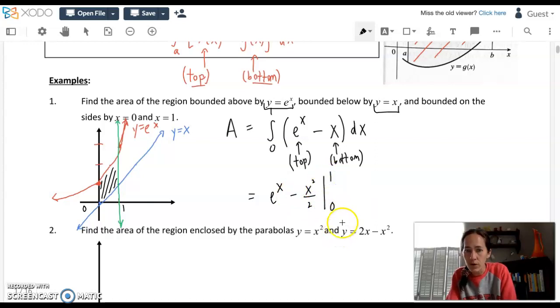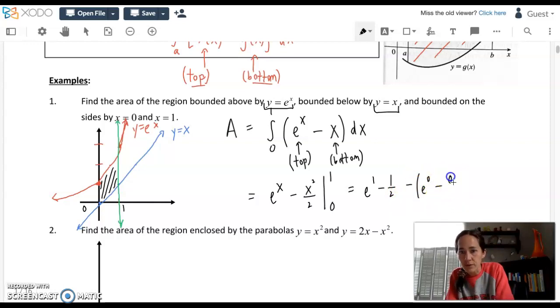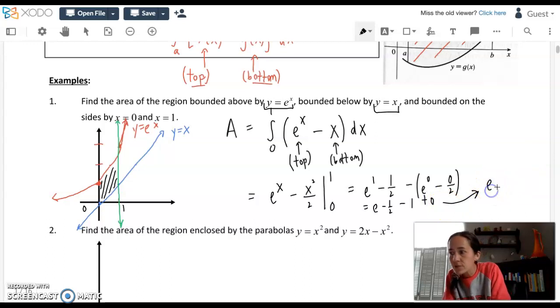Evaluated from 0 to 1, go ahead, do your plug-in: e to the first, minus 1 squared over 2, minus e to the 0, which is not 0, minus something that is 0, 0 over 2. So this should give you what? e minus a half minus the number 1. Anything to the 0 power is 1, plus 0, so that's not going to make much of a difference. Exact value answer, e minus 1.5 square units.